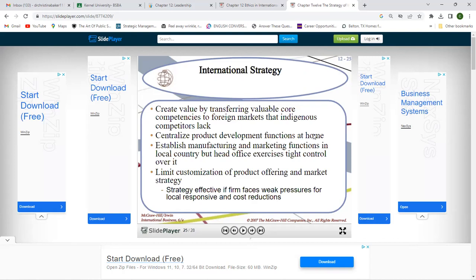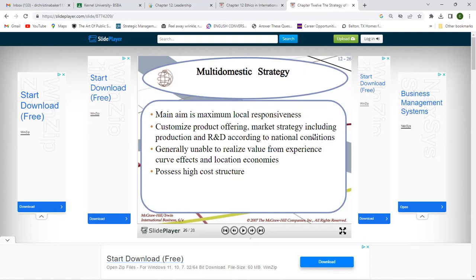Create value by transferring valuable core competencies to foreign markets that indigenous competitors lack. Centralization: product development functions at home, establish manufacturing and marketing functions in the local country, but head offices exercise tight control over it, limit customization of product offering and market strategy. The strategy is effective if the firm faces weak pressures for local response and cost reductions.